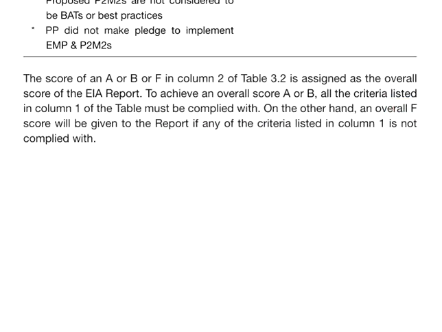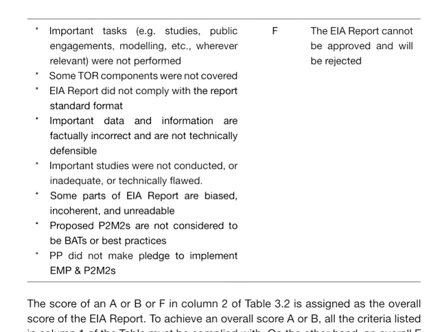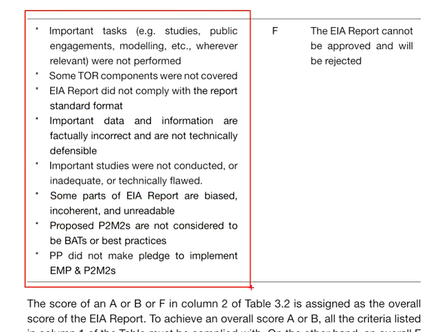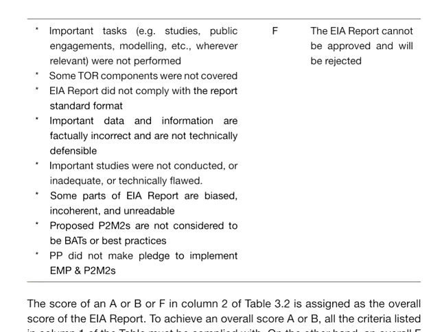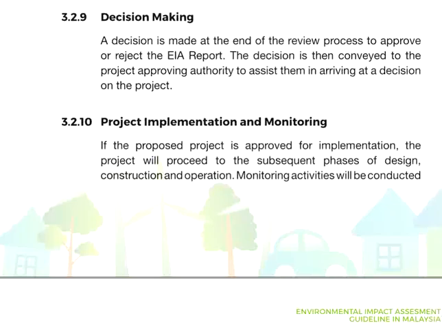Now, to score F, if any of the criteria listed is not complied with, you will get an F score. You see the list here. If any of these criteria is not fulfilled, even though you fulfill most of the criteria, you will get an F score. That means the EIA report will be rejected. As a consequence, the project approving authorities will not proceed with the approval of your development project. The decision shall be made known to the project approving authority.